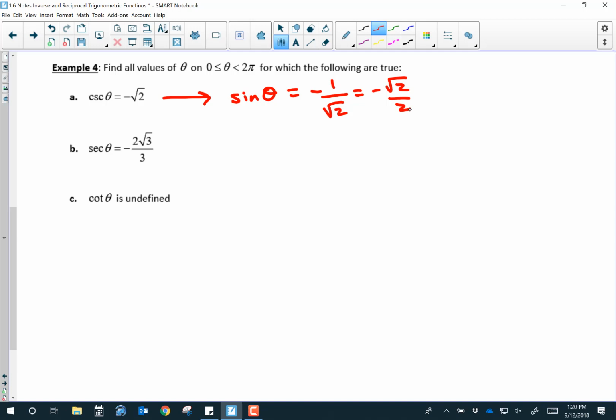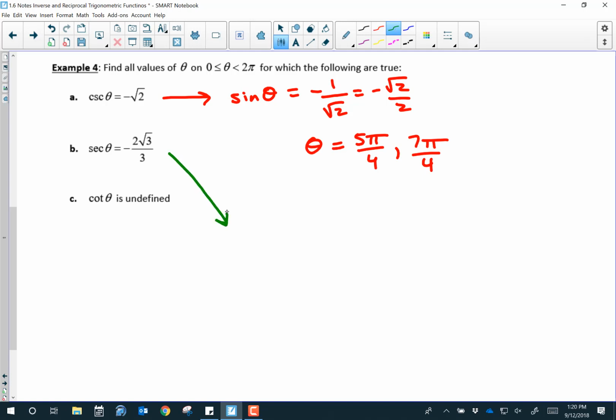So now at what theta from 0 to 2 pi is sine, the y coordinate, equal to negative root 2 over 2? Quadrant 3 and 4. Somebody said it. 5 pi over 4 and 7 pi over 4. Good? Yes. Okay, let's do B.